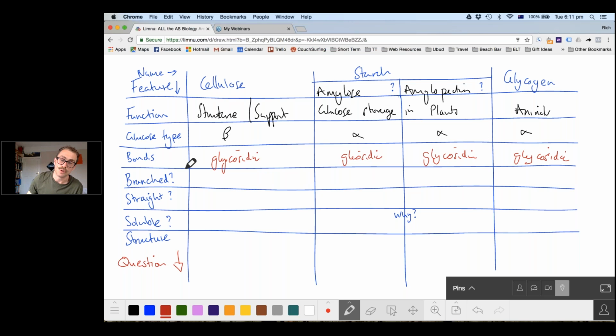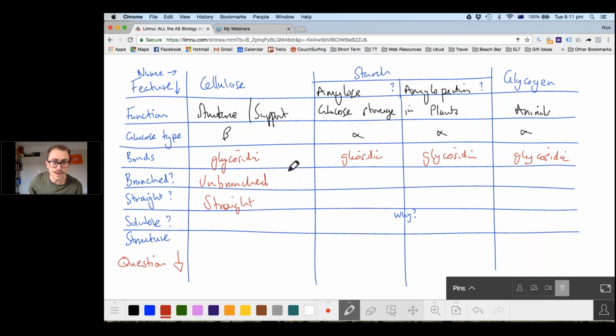I might take a few shortcuts today, because we're 10 minutes in and we've got heaps to do. Okay, these are the facts they ask about these molecules all the time. Basically, they don't care about any of the other features of these things apart from the ones I put in this table. Cellulose, is it branched or unbranched? It is unbranched. And is it straight? Yes, it is straight.